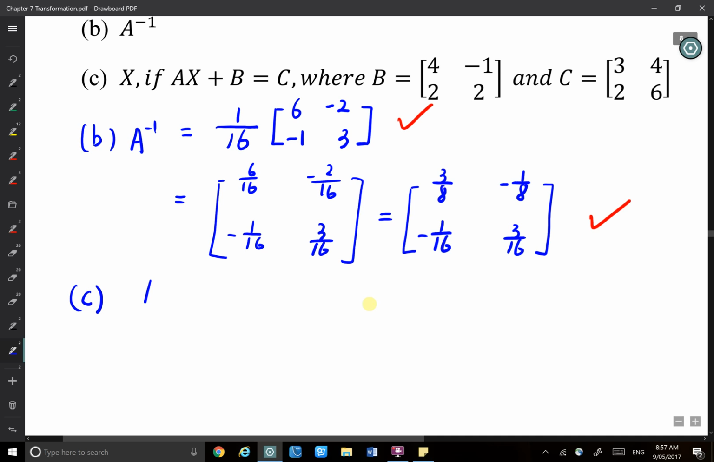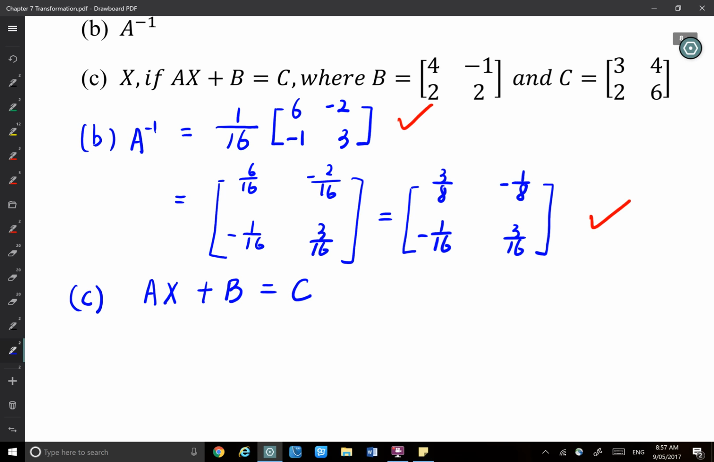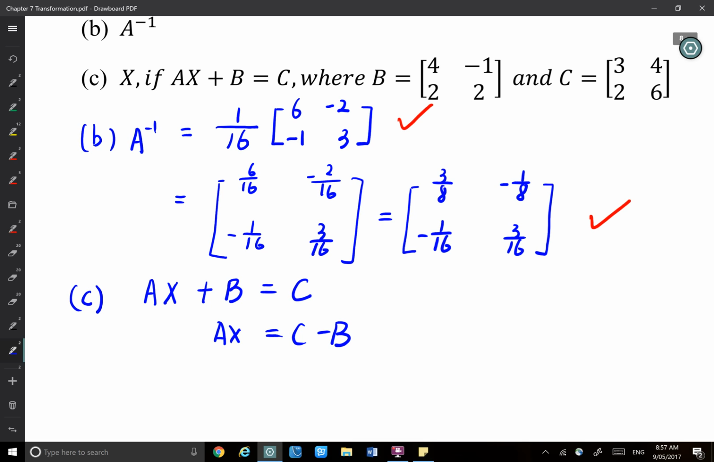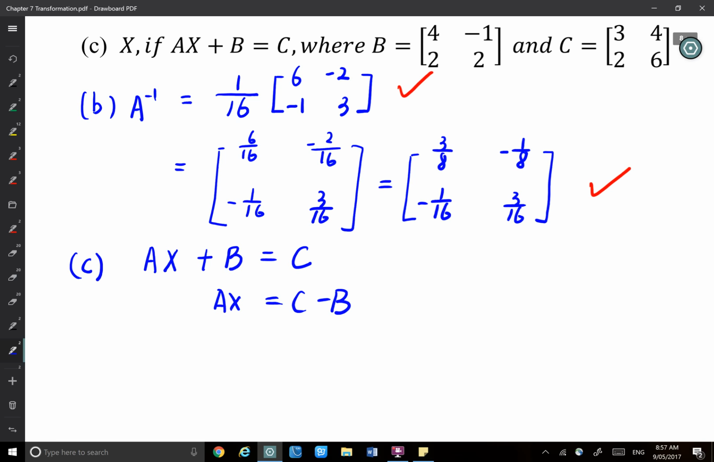If you have AX plus B equals C, and I want to solve for X, this is the important thing: solving with matrices. If it's numbers, you will have AX equals C minus B. Numerical calculation and matrix calculation are very similar, so you can subtract the matrix first. You have AX equals C minus B.